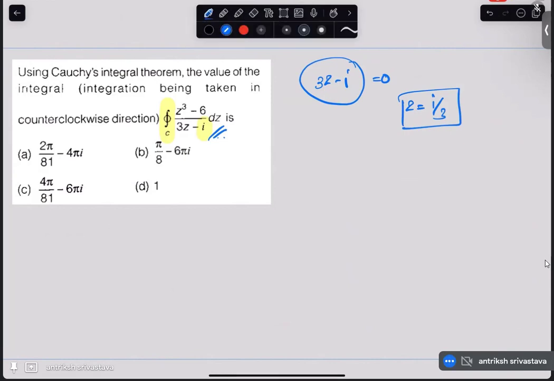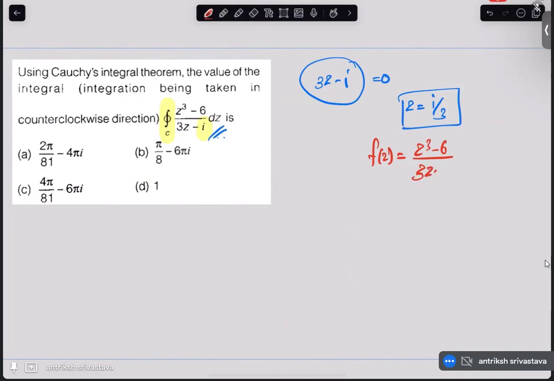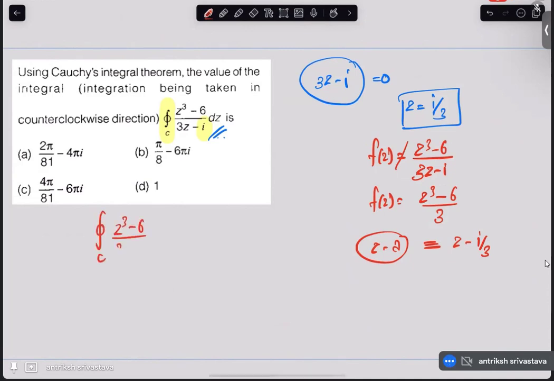If that is the case, then what is the answer simply? You say that my f(z) is not (z cubed minus 6)/(3z minus i); my f(z) is only (z cubed minus 6)/3, whereas z minus a will be similar to z minus i/3. When you do that, your expression transforms into, let me write the intermediate step.